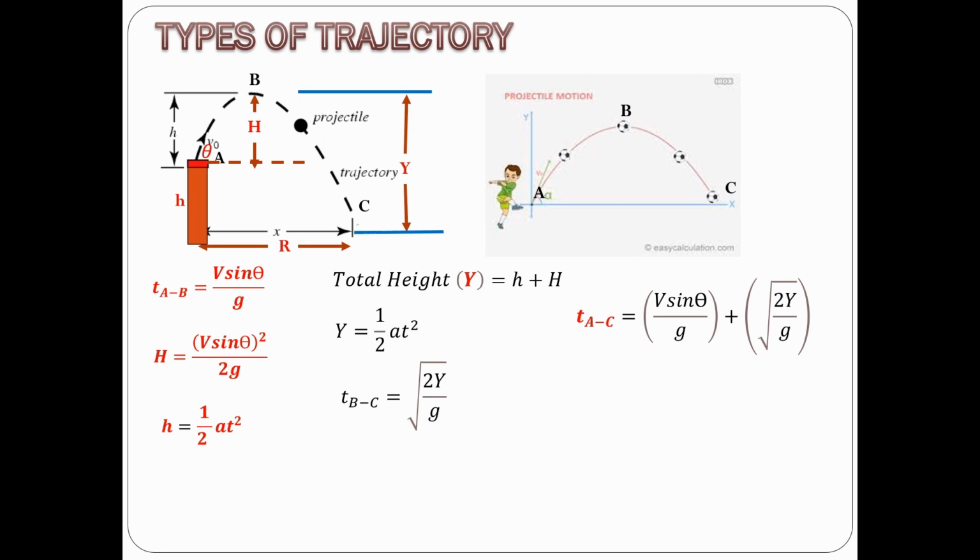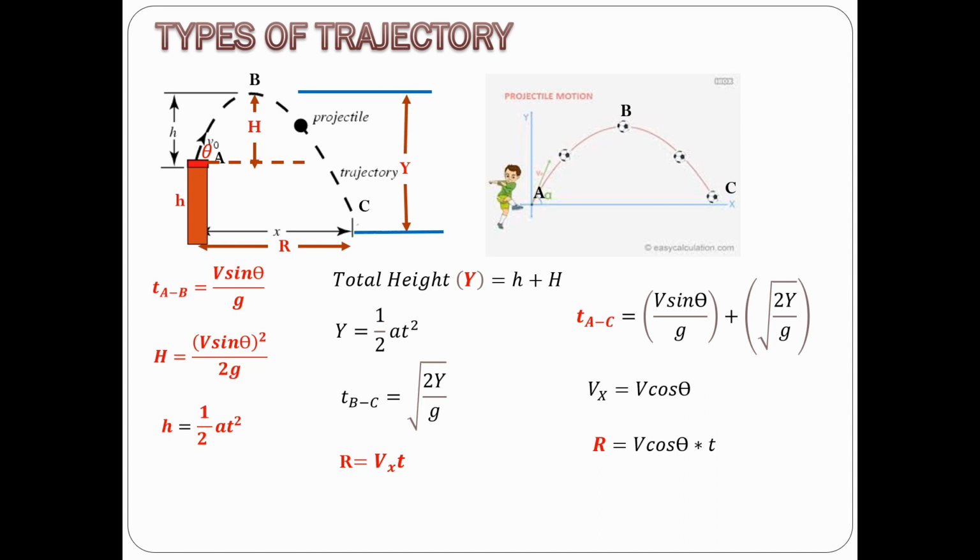Now, how can we find the range? What equation do we use? To find the range R, use this equation. Keep in mind that vx is equal to v cosine theta. Therefore, the range is R equals v cosine theta times t.